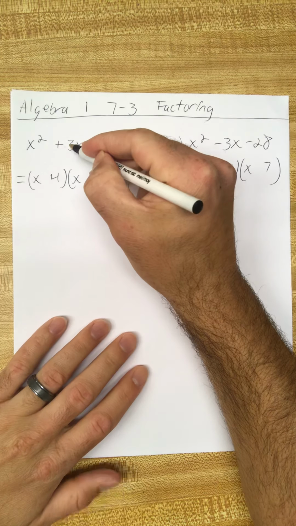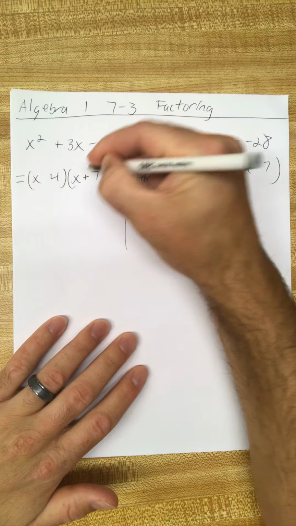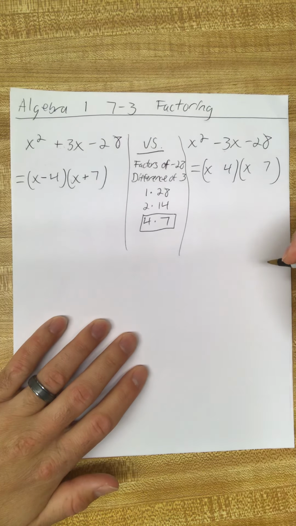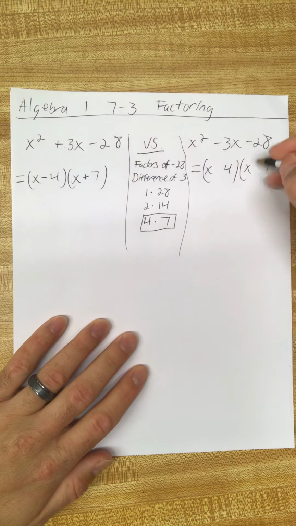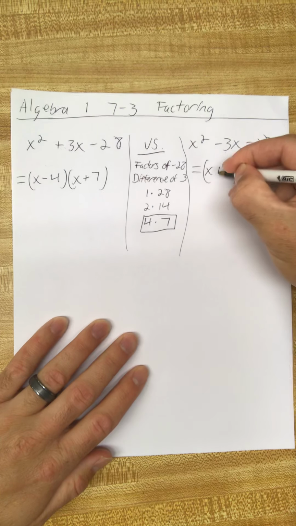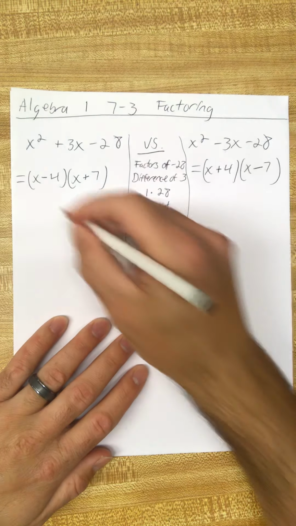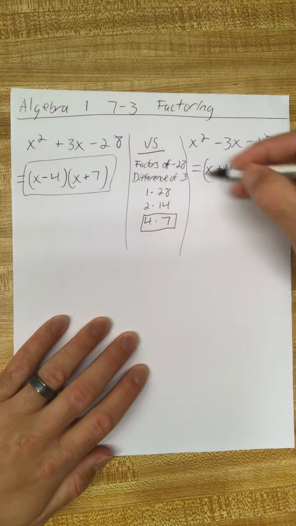Here I want to make positive 3x, so that means my bigger factor, in this case 7, has to be positive. Over here I want to make negative 3x, so that means my bigger factor needs to be negative, and my 4 will be positive. So again, this is your answer for both cases.